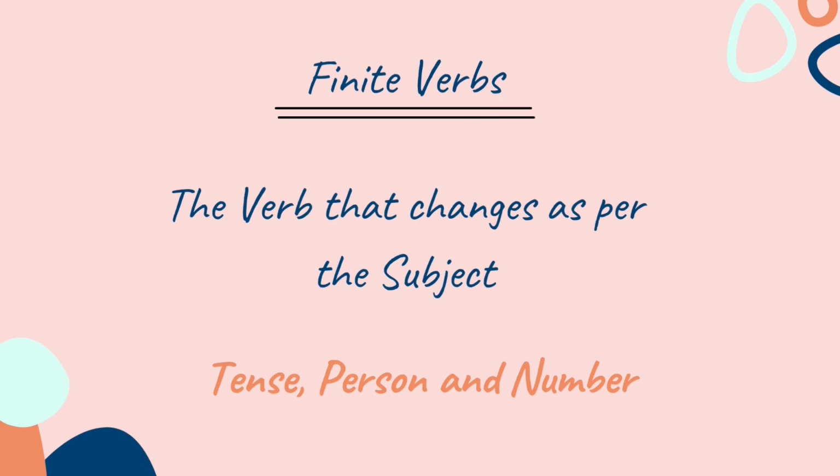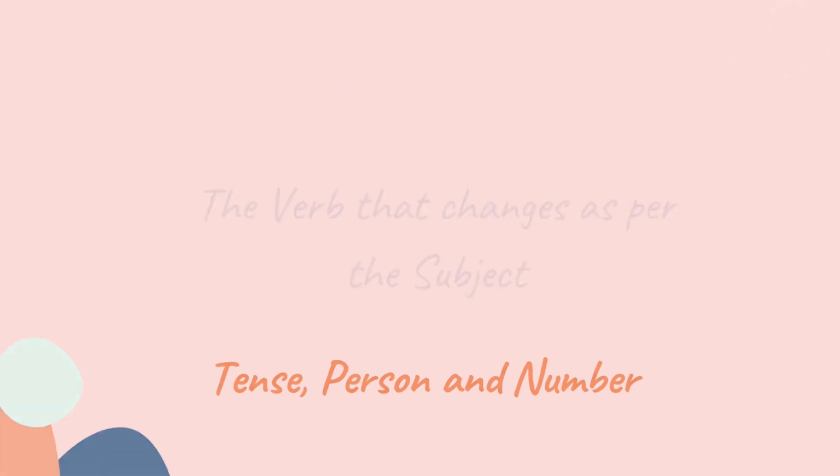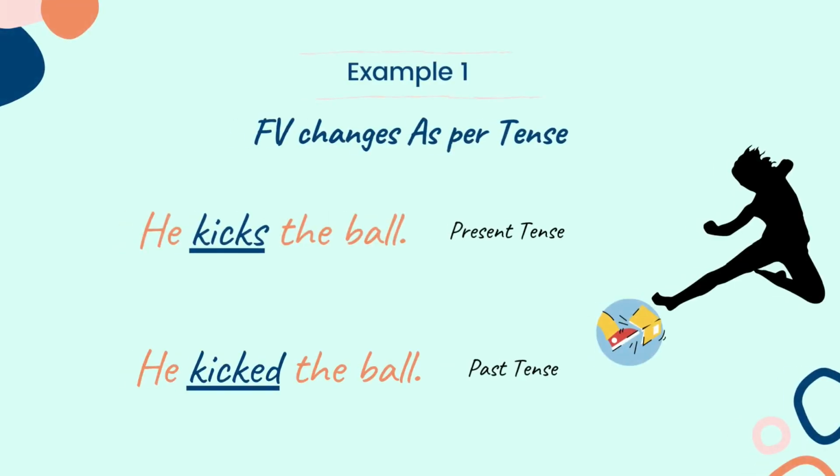Number 1, finite verbs. What are finite verbs? The verb that changes as per the subject is called the finite verb. It means it changes as per the tense, person, and number of subjects. Because of this limit, it is called the finite verb. Let's understand it with the help of examples.